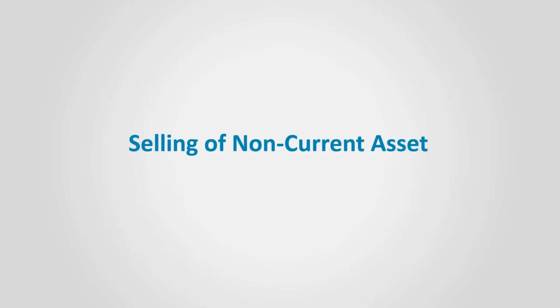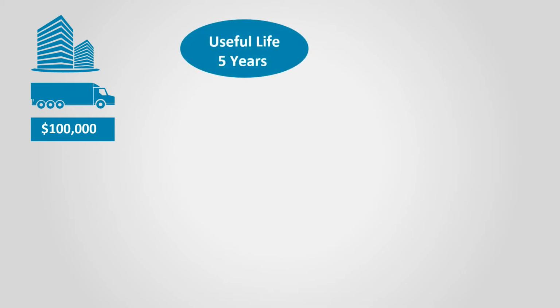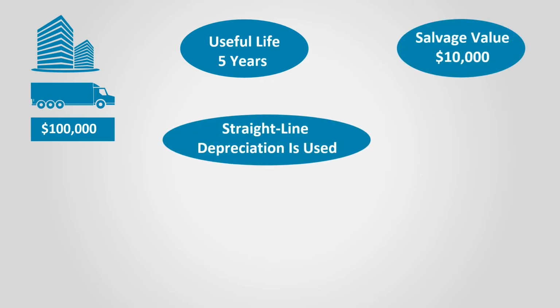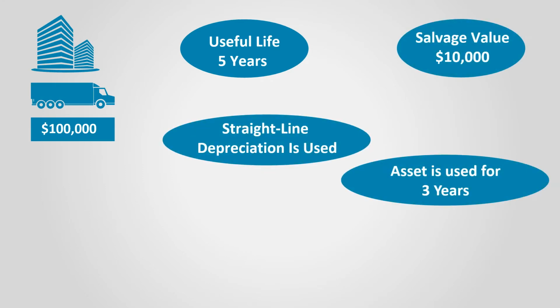Selling of non-current assets. After companies use non-current assets for some time, they might decide to sell them. Assume that a company owns a truck which had a cost of $100,000, useful life of 5 years, salvage value of $10,000, and that the straight line depreciation method is used. After the truck is used for 3 years, the company decided to sell it.